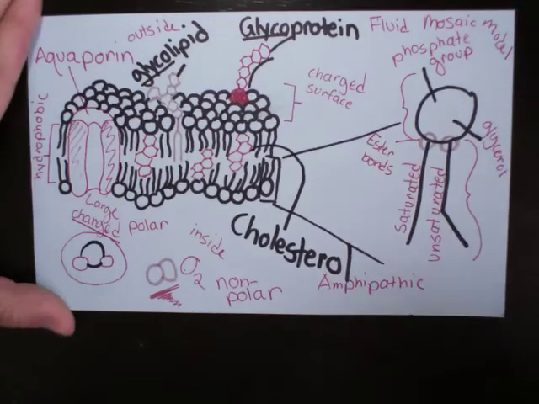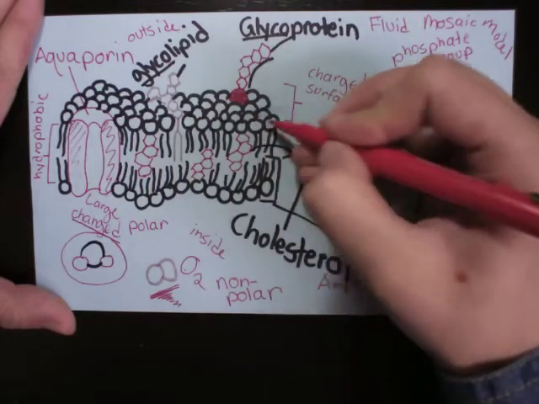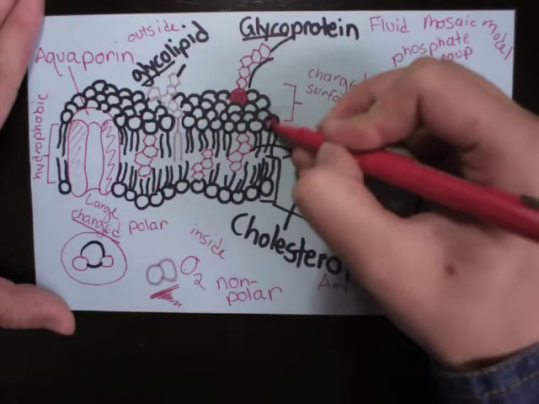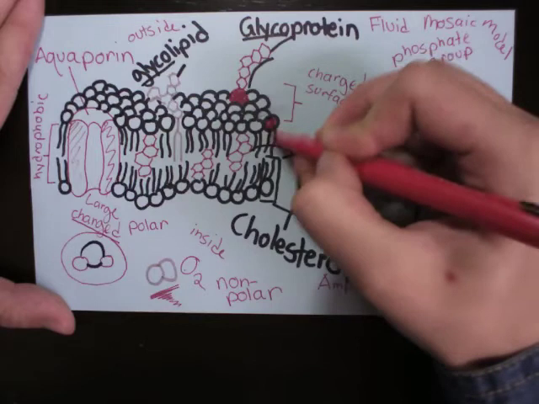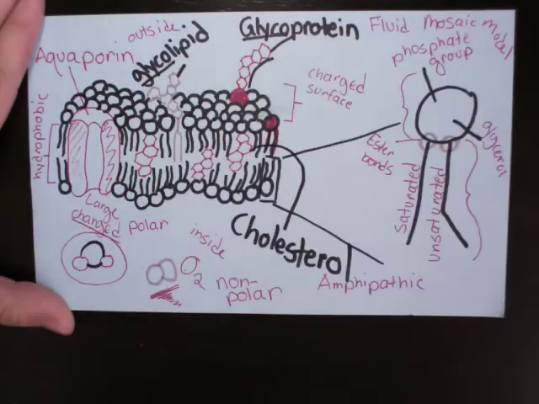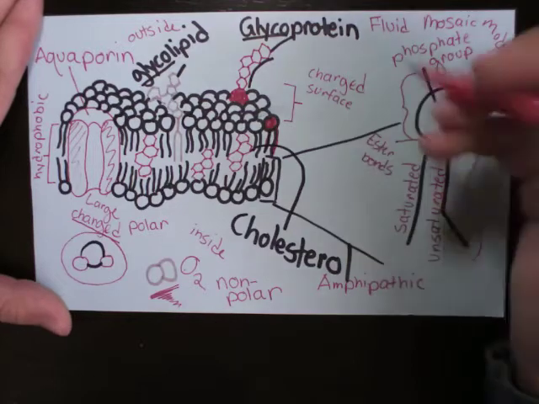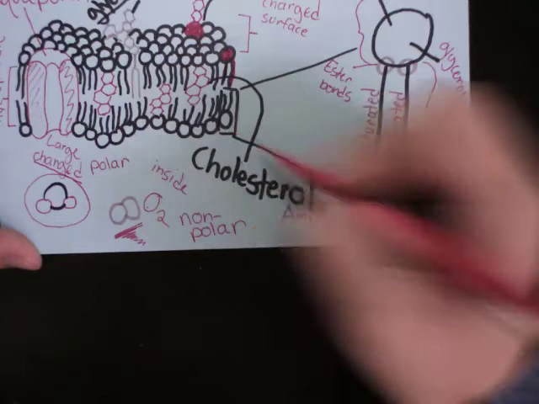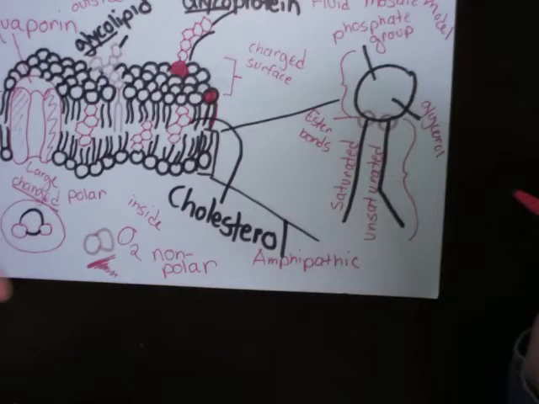Part number 1 that we're going to take a look at is a phospholipid. This is its head. This is a tail. Let's zoom in on one. This phospholipid has been zoomed in on. Let's just go through a little tiny review.